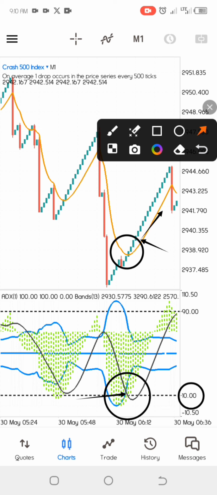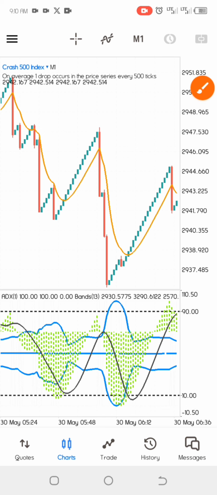Our aim is to count 10 candles and then we are out of the chart. For the stop loss, just set the stop loss below the candle that closed above the moving average. As simple as that, guys.